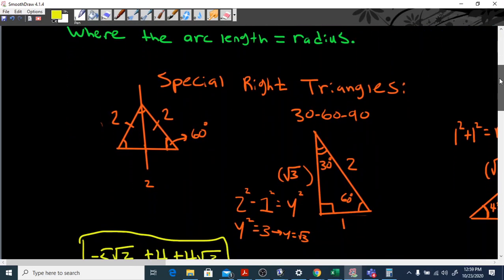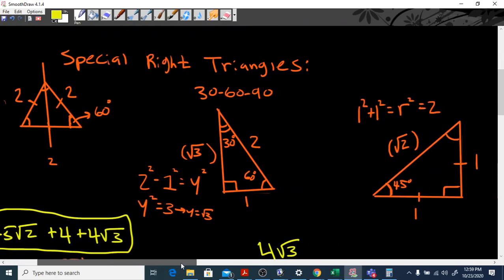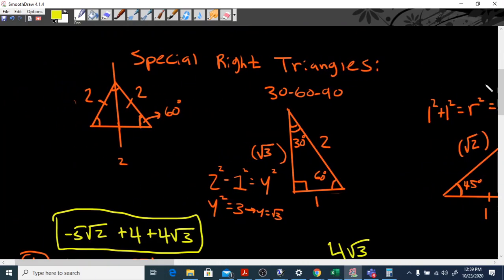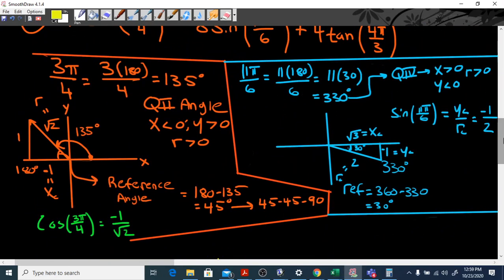So there we go. Radians to degrees, degrees to radians, 30, 60, 90, 45, 45, 90, and a full example involving all of it. So there we go, everybody. Okay.